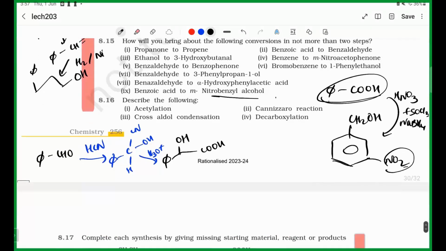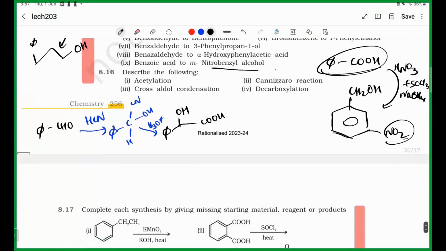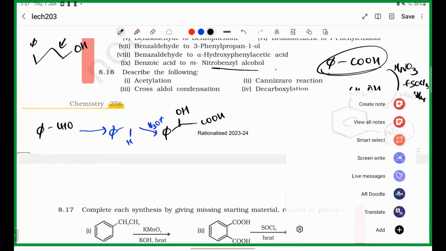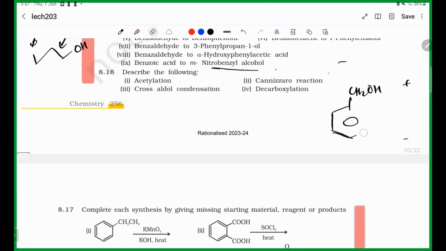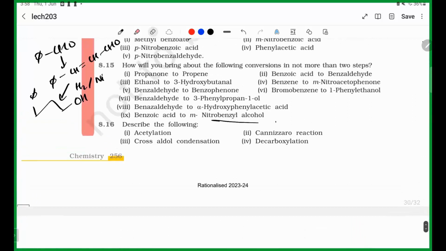Now, describe the following: acetylation. Acetylation is basically, from its name, easy to follow. It is the introduction of an acetyl group. It is usually carried out in the presence of some base. It substitutes the acid chloride for the hydrogen in the presence of an active hydrogen.